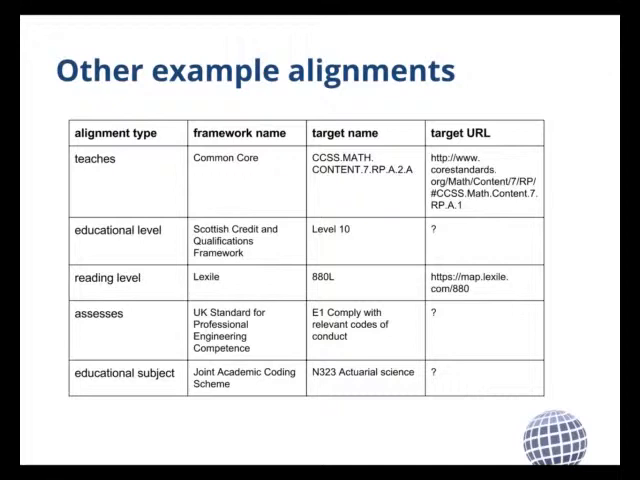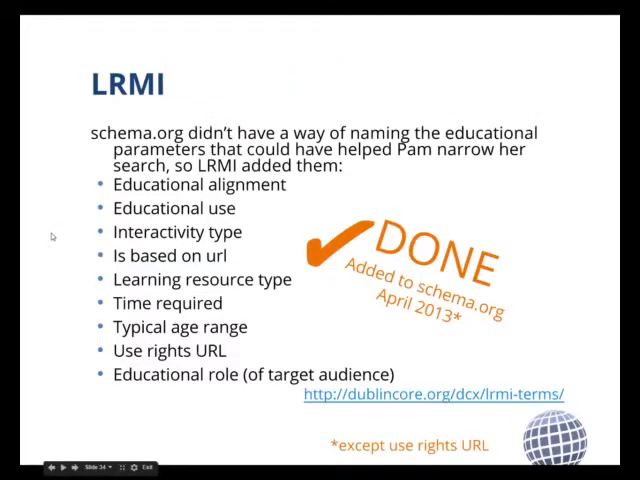You can provide alignments that express the reading level of a resource, perhaps using the Lexile framework. You could say that a resource assesses a particular level, for example, a competency level within the UK Standard for Professional Engineering Competence, or that a resource has a particular educational subject, perhaps within the UK's Joint Academic Coding System. So, just a reminder that while I've spoken about educational alignment quite a bit, mostly because it's complicated, but also very, very powerful, LRMI added several other properties to schema.org.